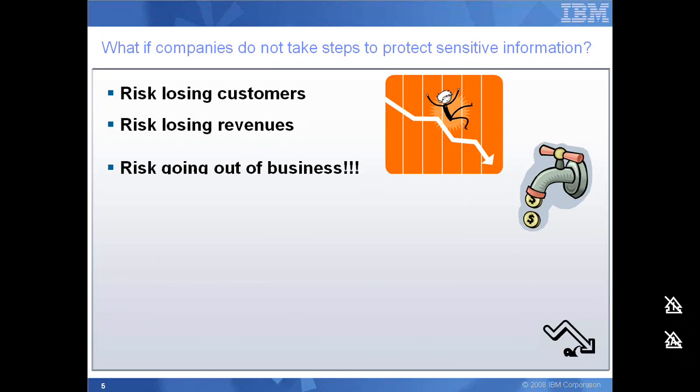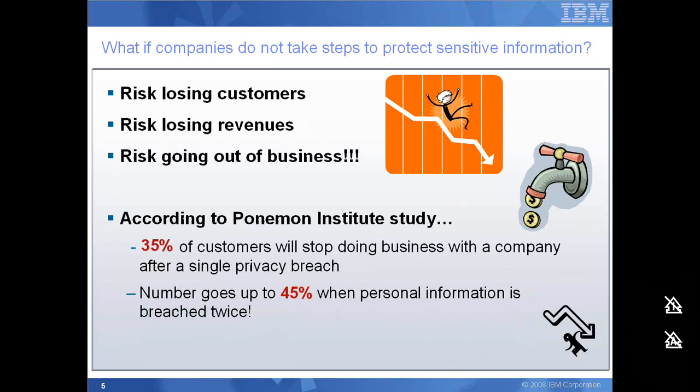Okay. So what if companies do not take steps to protect sensitive information? Right. So what happens in this kind of scenario? As an enterprise, you risk losing customers, you risk losing revenues, and you even risk going out of business. There was a study done by the Ponemon Institute which suggests that 35% of the customers will stop doing business with the company after a single privacy breach.